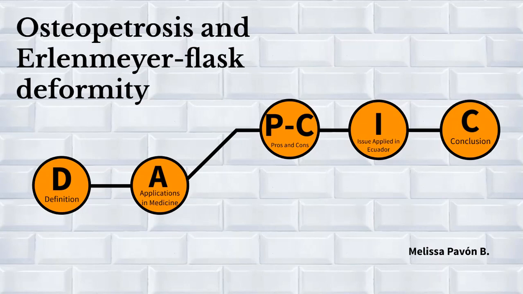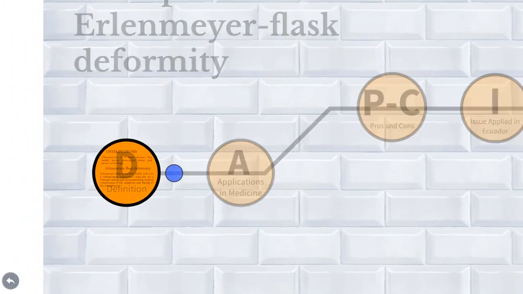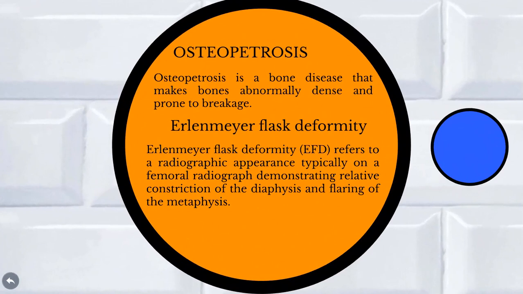Osteopetrosis and Erlenmeyer-flask deformity. Osteopetrosis is a bone disease that makes bones abnormally dense and prone to breakage. Erlenmeyer-flask deformity refers to a radiographic appearance, typically on a femoral radiograph, demonstrating relative constriction of the diaphysis and flaring of the metaphysis.